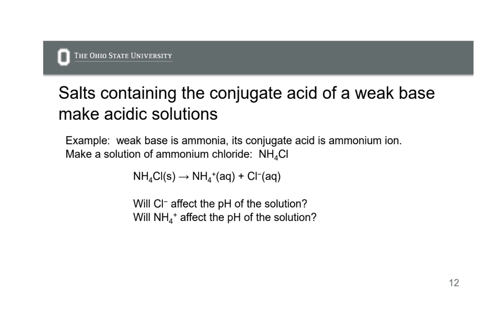Okay, so if we then have in solution the conjugate acid of a weak base, we're going to make an acidic solution. So here's an example of ammonium chloride. This is one where you're going to have to make sure you know how this is going to dissociate as the salt. So we're going to form ammonium ion and chloride ion.